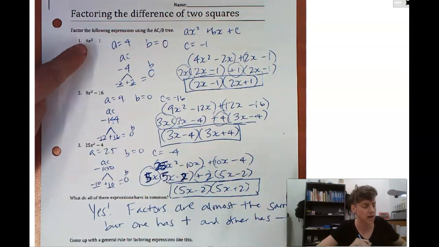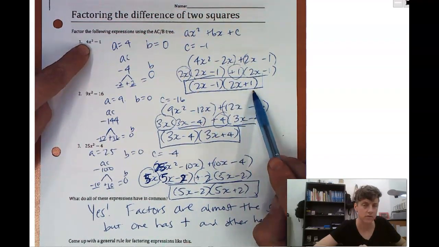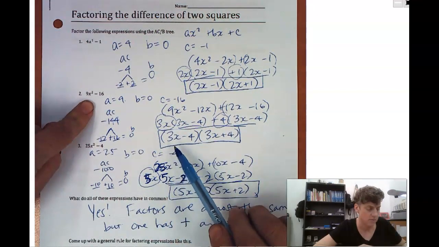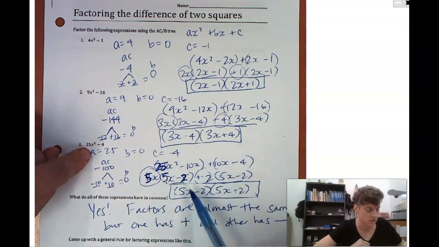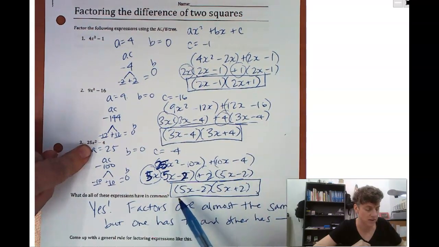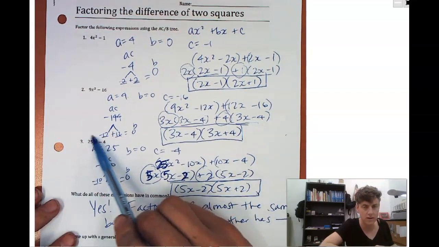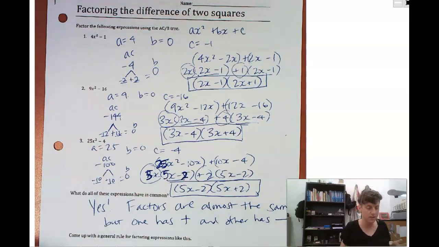We started off with 4x squared minus 1, and we got 2x minus 1 and 2x plus 1. The second one was 9x squared minus 16. That became 3x minus 4 and 3x plus 4. This was 25x squared minus 4. This became 5x minus 2, 5x plus 2. It's like the front part of this is the square root of the front part of this, and the back part's the square root of the back. Ho-ho! That's exactly what this is.